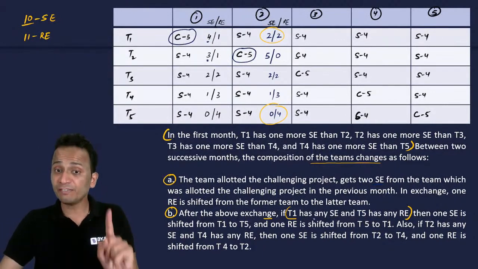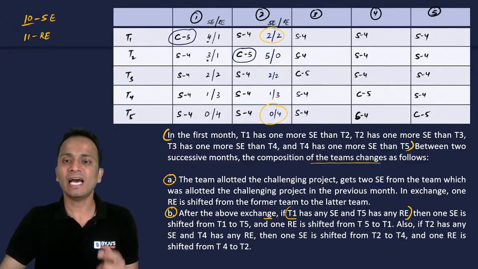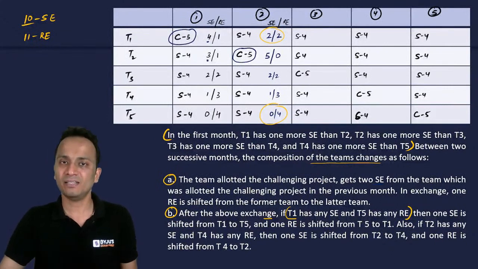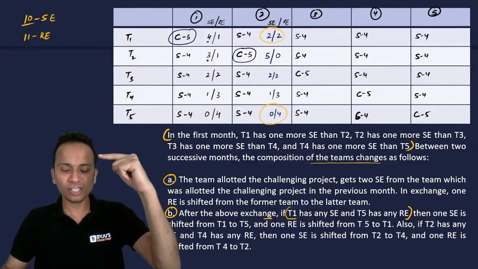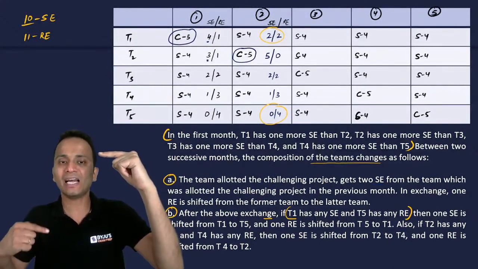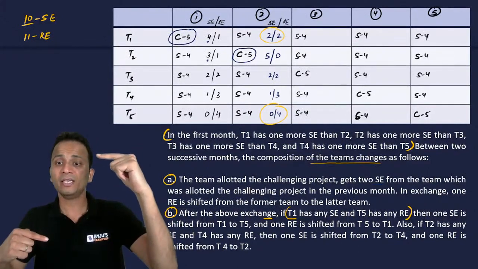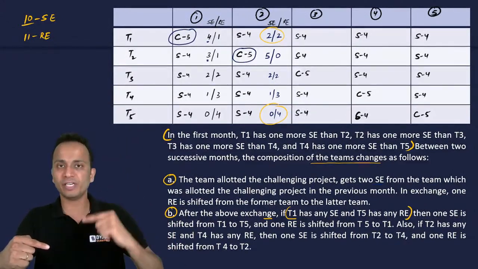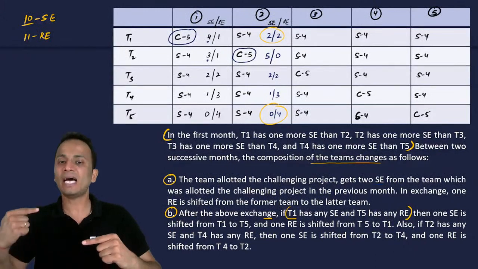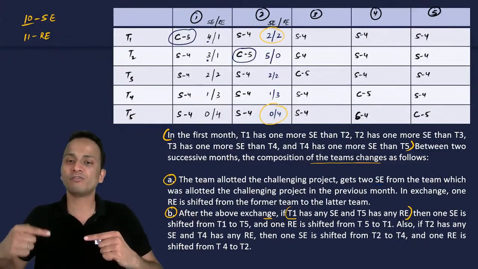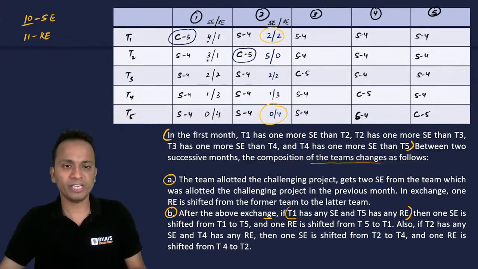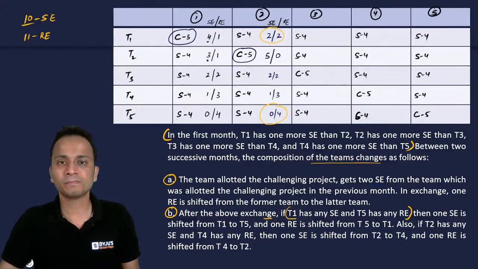So if T1 has any SE and T5 has any RE, T1 के पास SE होना चाहिए and T5 के पास RE होना चाहिए. अगर है, then one SE will be shifted from T1 to T5 and one RE will be shifted from T5 to T1. तो ये शिफ्टिंग भी कर देते हैं जल्दी से.